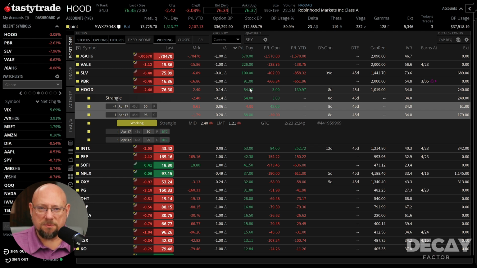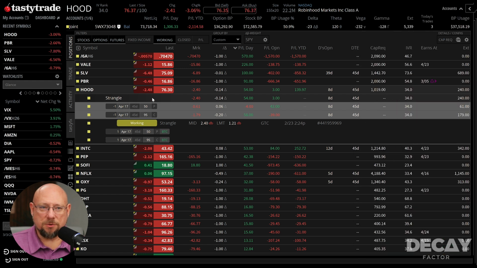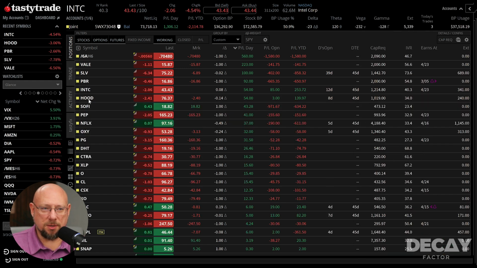HOOD, $54 positive on the P&L today. P&L open is $3. That only is meaningful if this is our original strikes, and it is. So we're ever so slightly in the green by $3, 3 pennies on a $2.40 trade here in HOOD.